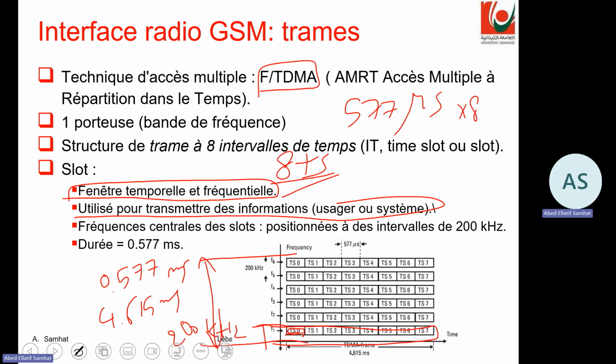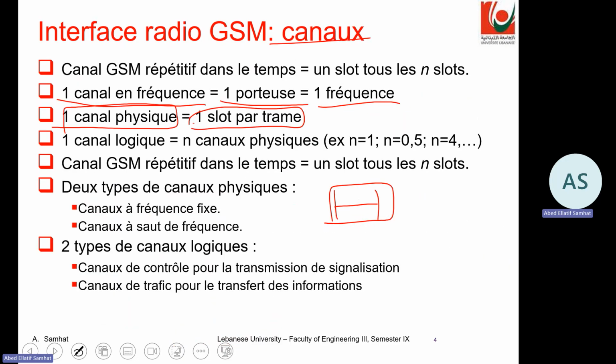Imagine that here we are at F6. This is one frame, and after that it will repeat. This is the second frame. Here you will have TS0, TS1, TS2, TS3, and so on. If I want one physical channel, say TS0, this means I'm using TS0 at this frequency, in every frame. So it's one time slot per frame.